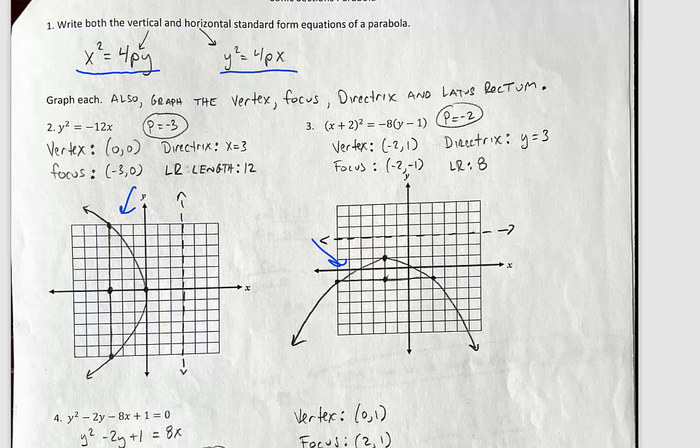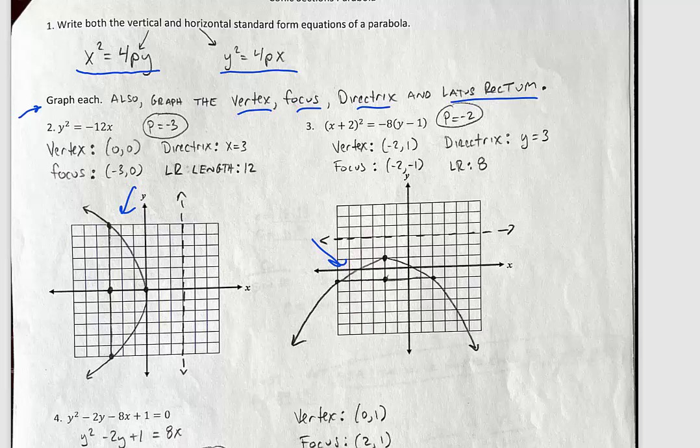All right. So questions 2 and 3 are to graph each of these, but also graph the vertex, the focus, the directrix, and the latus rectum. Lots of stuff that we need to find here, but really it all hinges on finding the value of p. Once we find the value of p, everything else just falls in place.